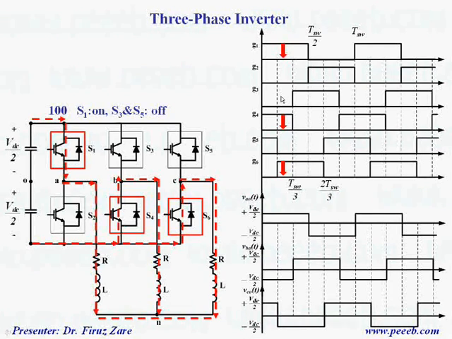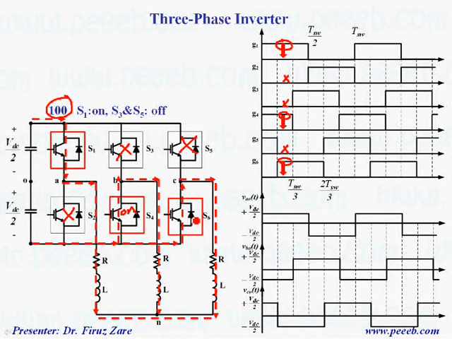In the next interval here, we can see that the switching state is 100. That means this switch is on, that's why we have a gate signal for S1. S2 and S3 are off because there is no gate signal. S4 is on, that's why we have a gate signal. S5 is off, that's why no gate signal, and S6 is on.